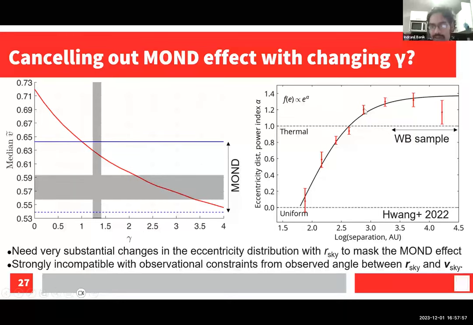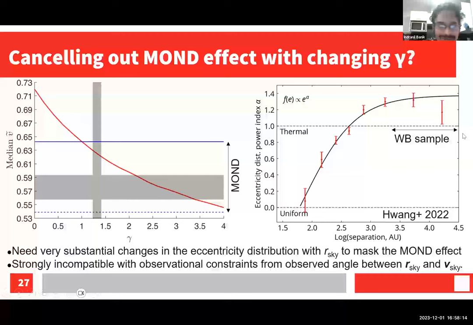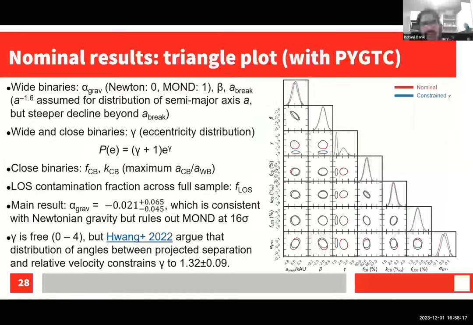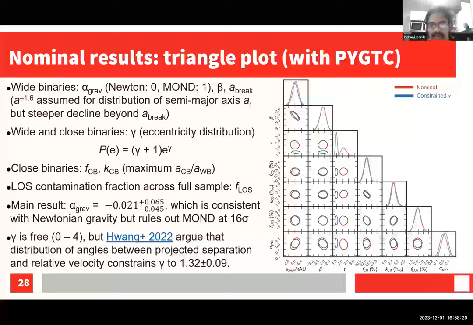If you do that, you get results which look like this. Our wide binary sample basically covers this range. The idea that gamma somehow magically shoots up from 1.3 to about 5 in just this range of separations is drastically incompatible with the observations, unfortunately. So the nominal analysis, which is shown in red here, looks like this. The important thing is that the gravity law parameter is extremely close to Newtonian, but it rules out MOND at 16 sigma confidence.